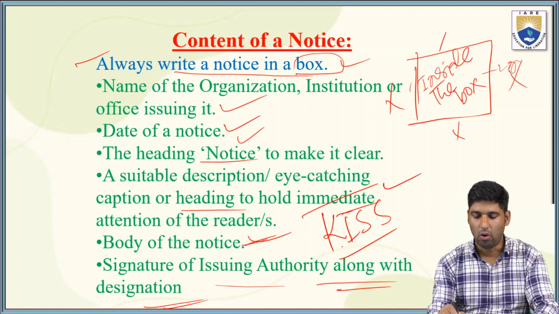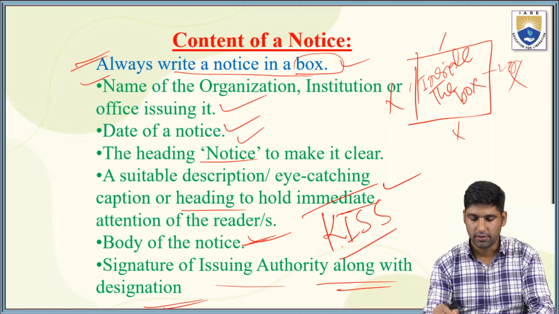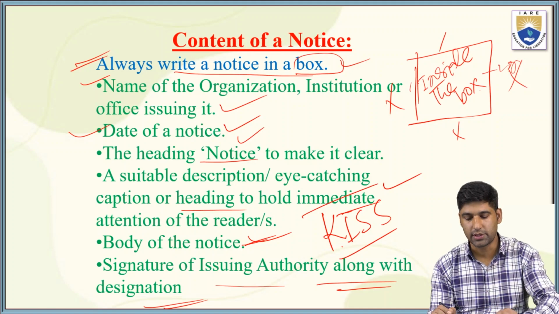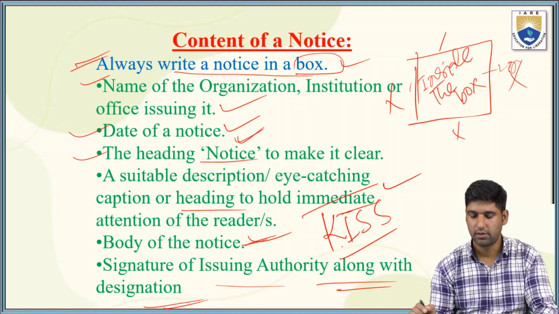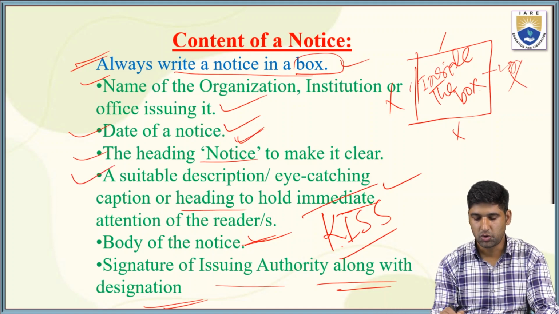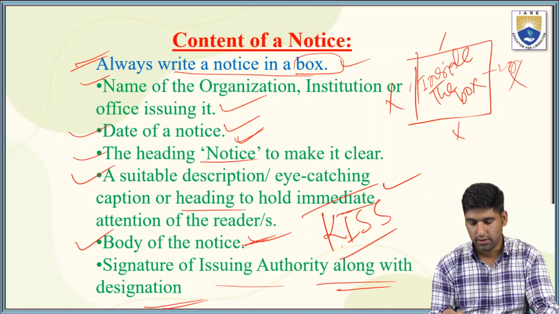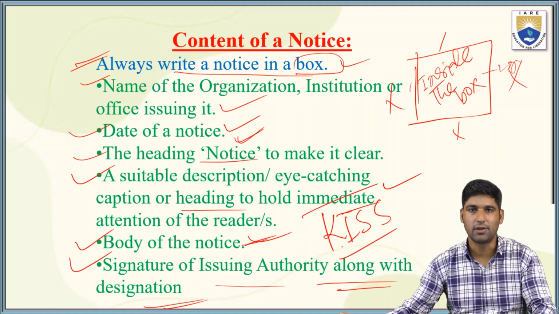So the first thing is always to write a notice in a box, then the name of the issuing authority, then the date on which the notice has been written or displayed, then the heading "Notice", then a suitable description, which should be eye-catching and very strong, so that it can catch the attention of readers. Then the body, which I discussed in detail, then signature, designation and name of the issuing authority. These are the important points.